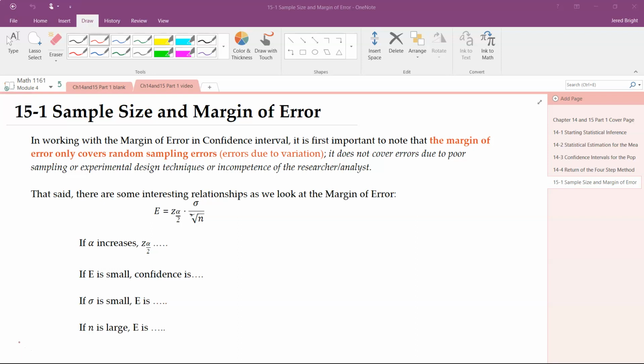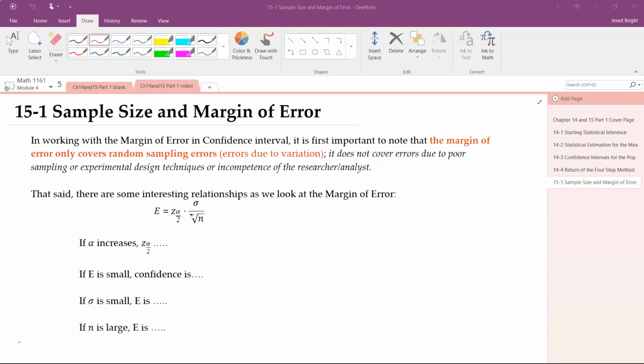Okay, so first, when we're talking about margin of error and confidence intervals, it's important to note that the margin of error is only error due to random sampling issues. Because of variation, we get X bars that vary wildly in some cases, just because of the different samples that we selected. The margin of error does not cover errors due to poor sampling design, poor experimental design, or just general incompetence on whoever is using these tools. Those errors still persist.